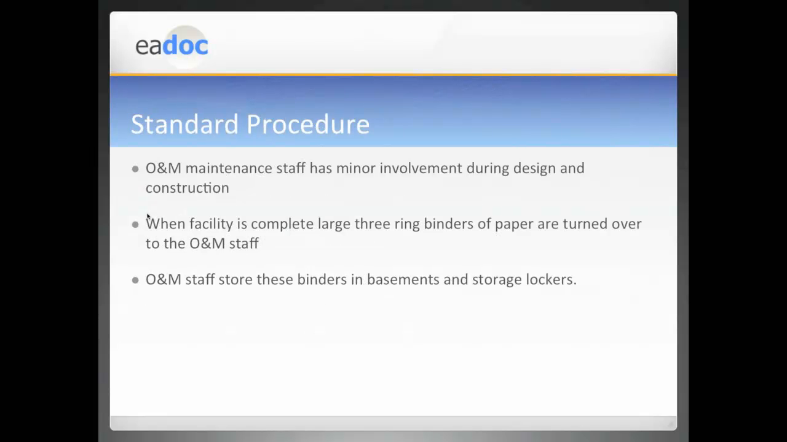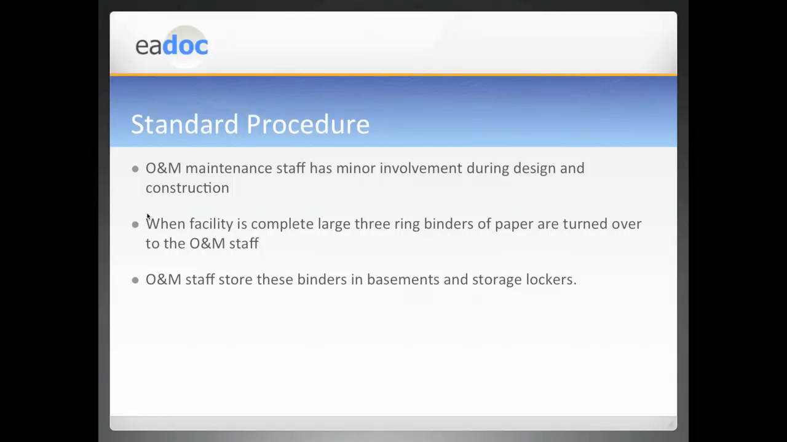Traditionally, as I mentioned, with those standard procedures, O&M maintenance staff had a minor involvement during design and construction. They're typically brought in when the project was going through startup and testing phases and handed a project. Typically, they're completely separate departments that had nothing to do with the capital projects, depending on your structures. And then when the facility is complete, large 3-ring binders of paper are turned over to these project participants. And these are the guys that have to operate this plant or this facility day in and day out for the next 20 to 50 years.